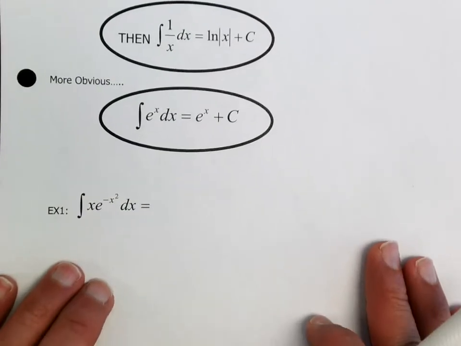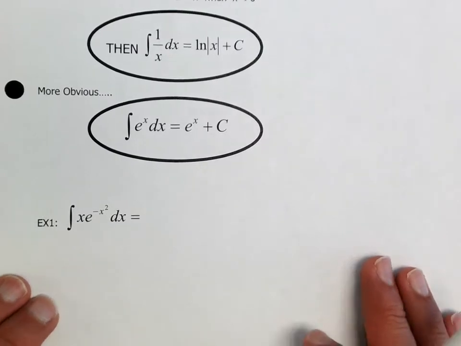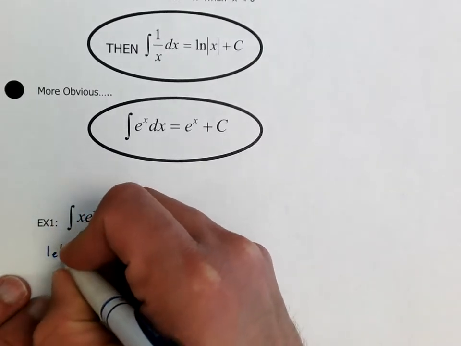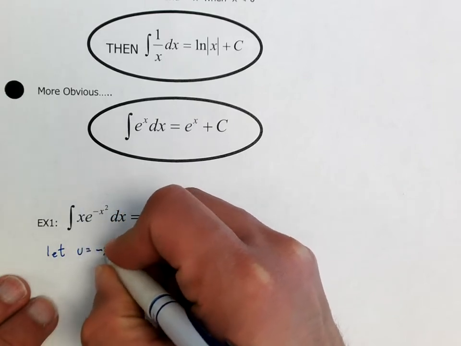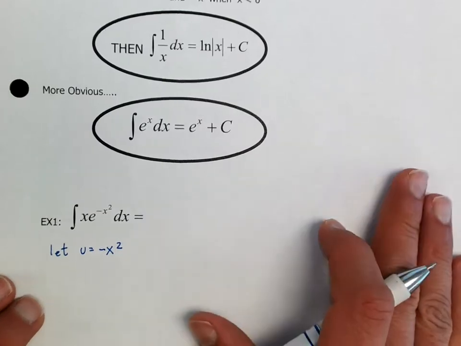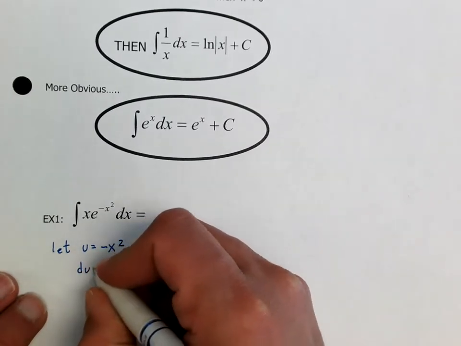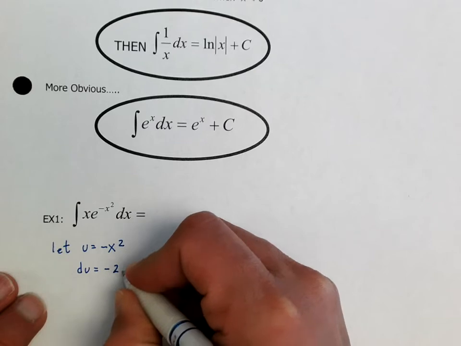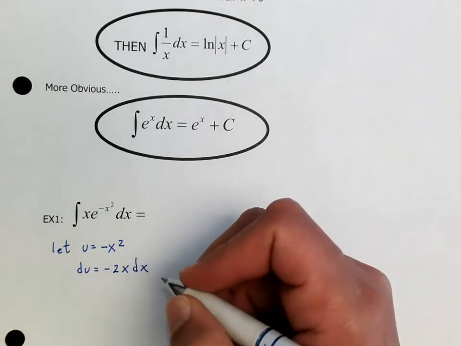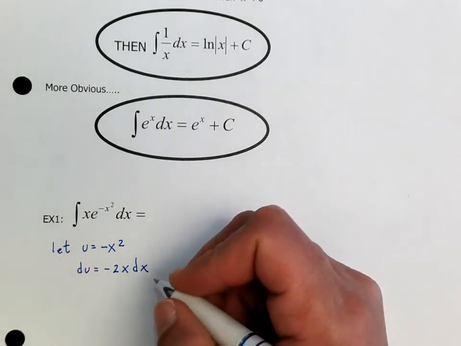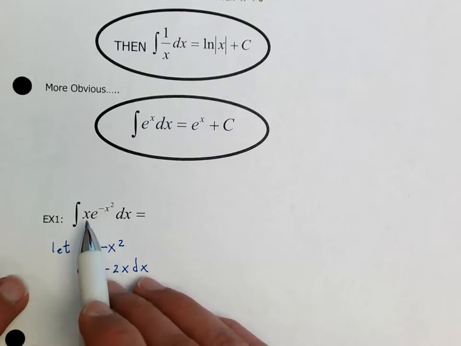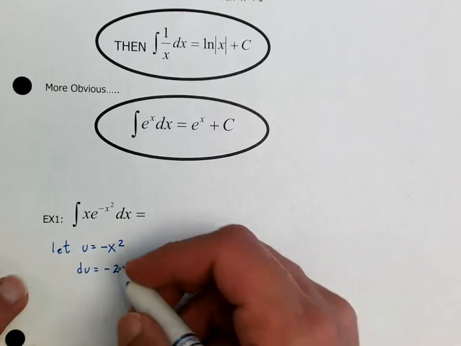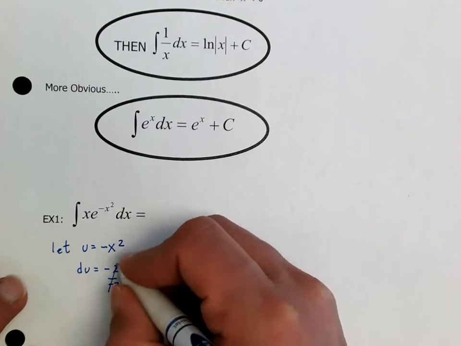Alright, so we're still using u substitution. So if I let u be equal to negative x squared, right, then du is going to be equal to negative 2x dx. Now if I divide both sides by negative 2, notice that I'm doing that because if you look at it, I have an x here. I don't have a negative 2x here, so I'm going to divide both sides by negative 2.